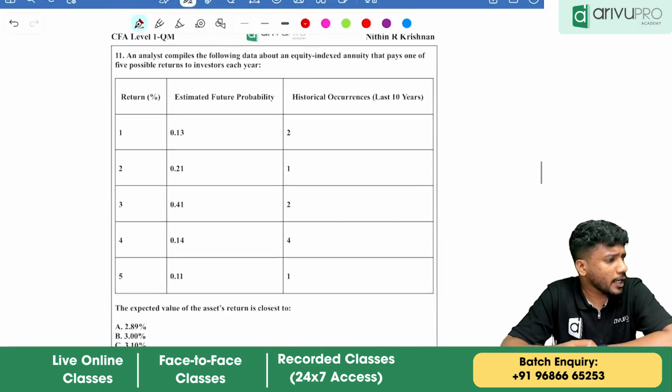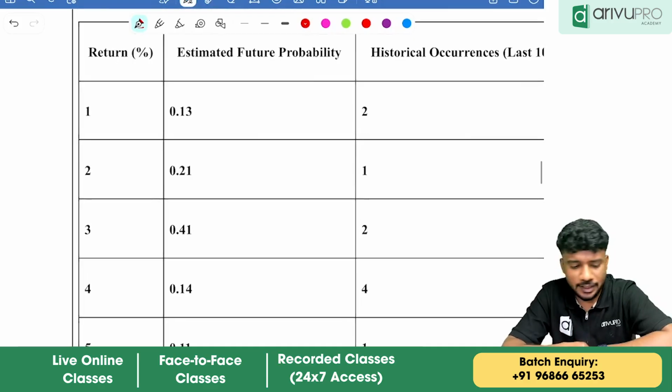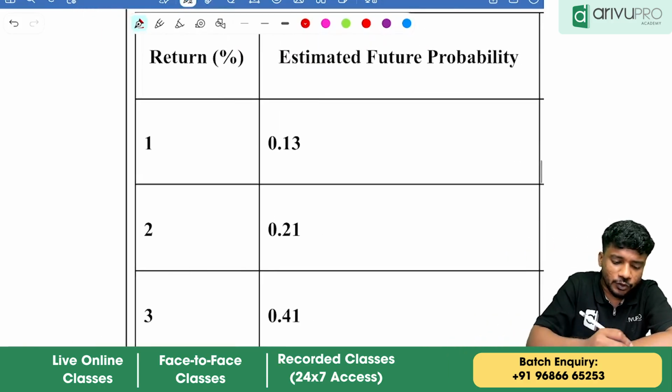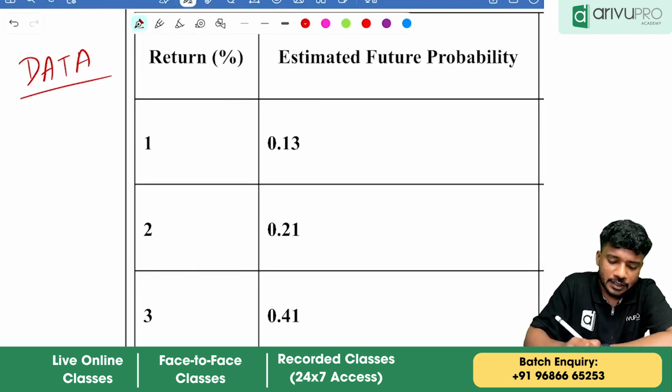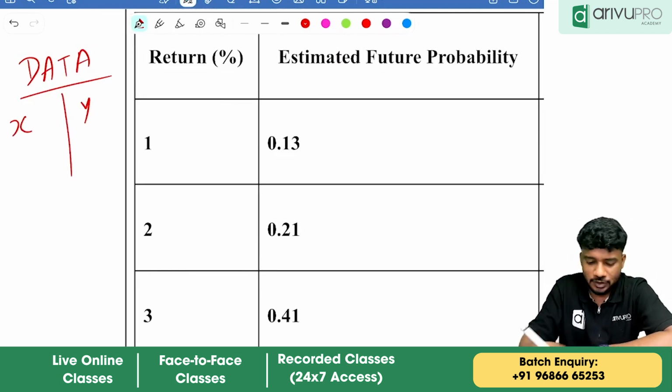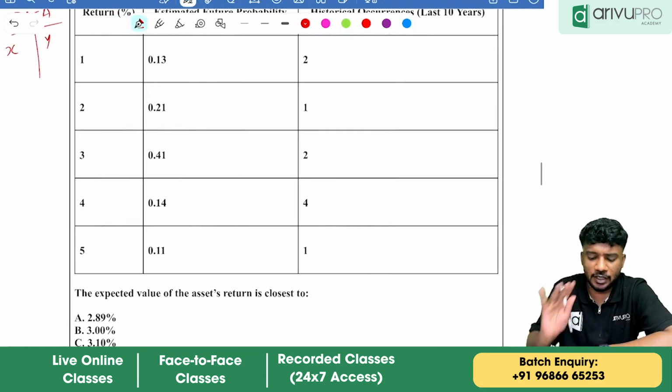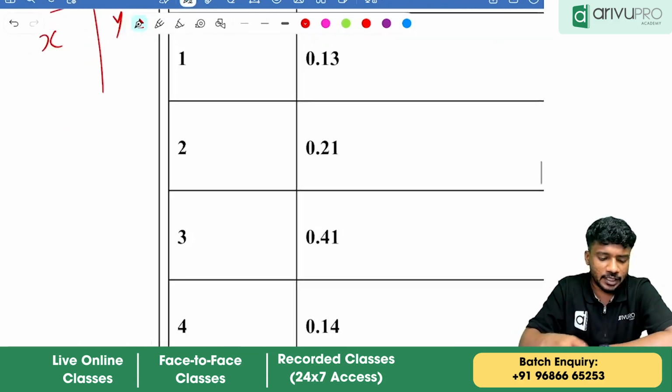I already told you the method to solve in the calculator. So, what we will do? We will go to our data. In data, we will put the corresponding X values. Then we will put the corresponding Y values given over here. Whatever values are given over here, we'll put the corresponding X value.